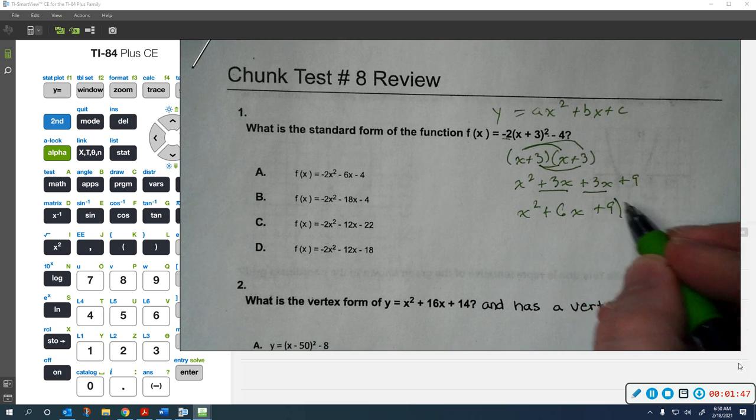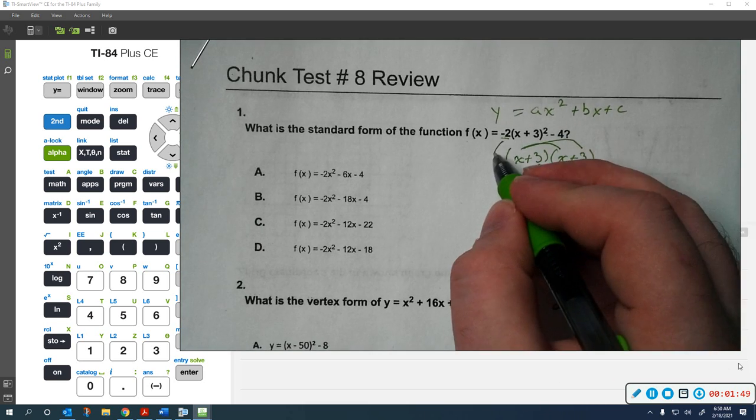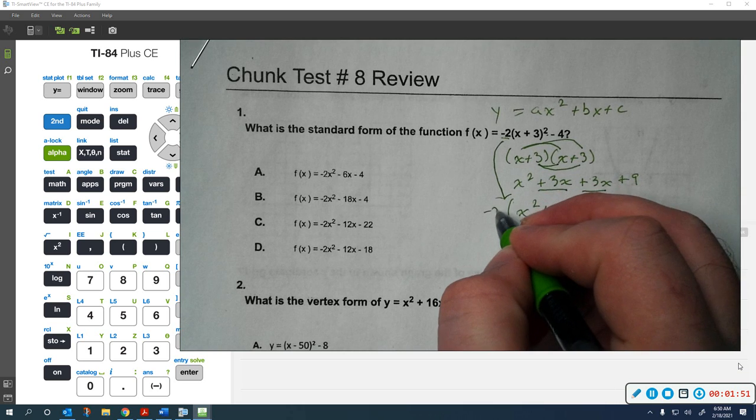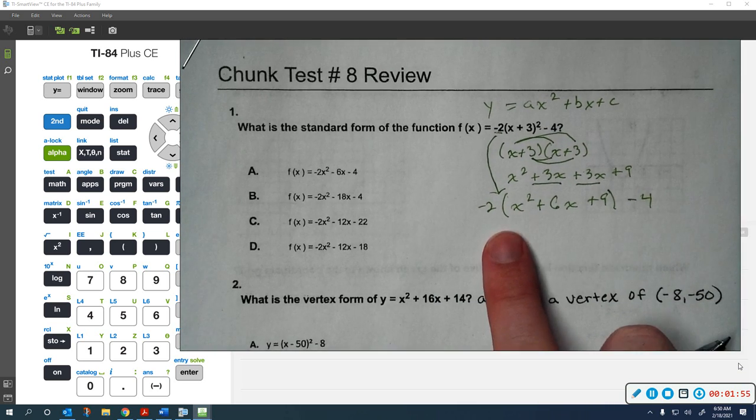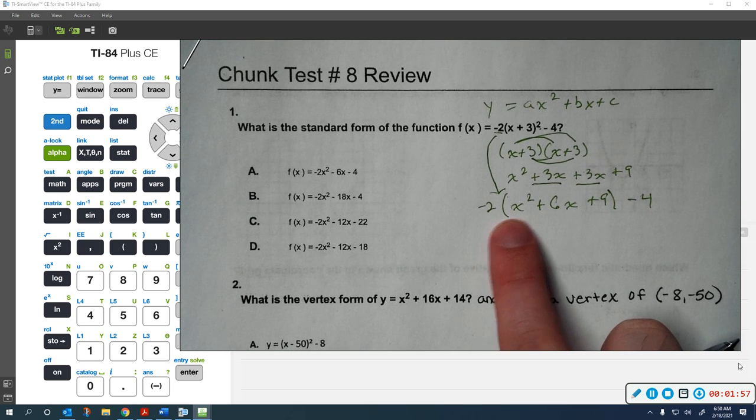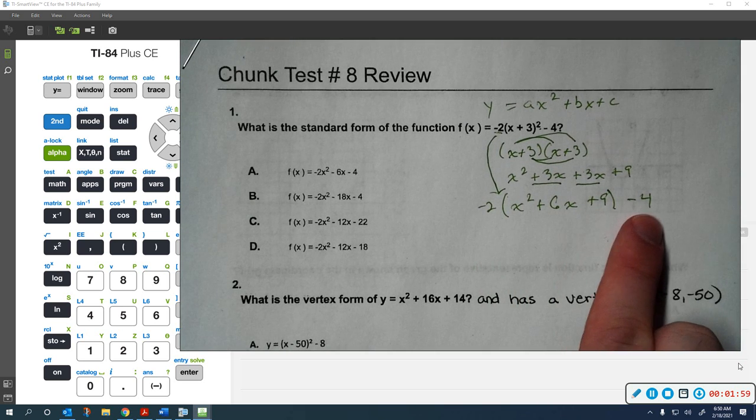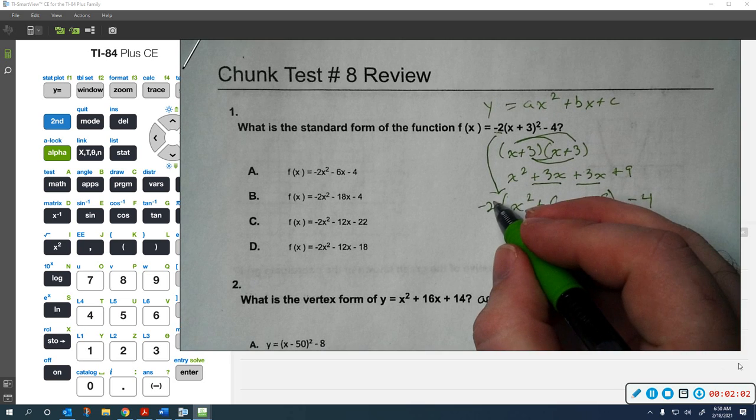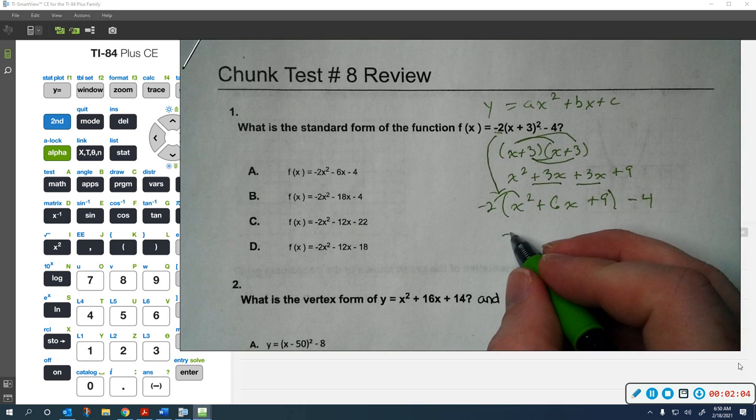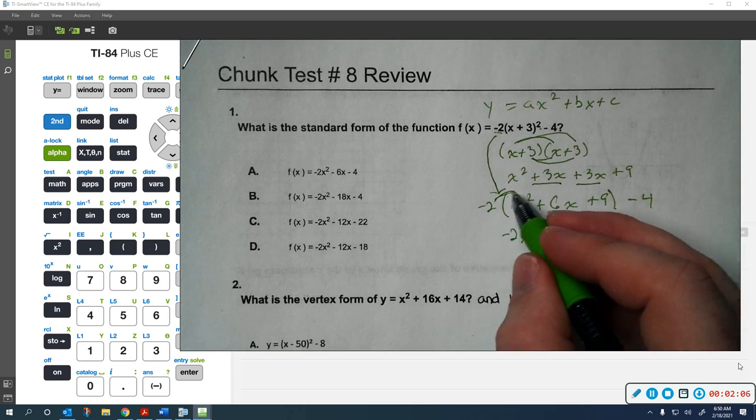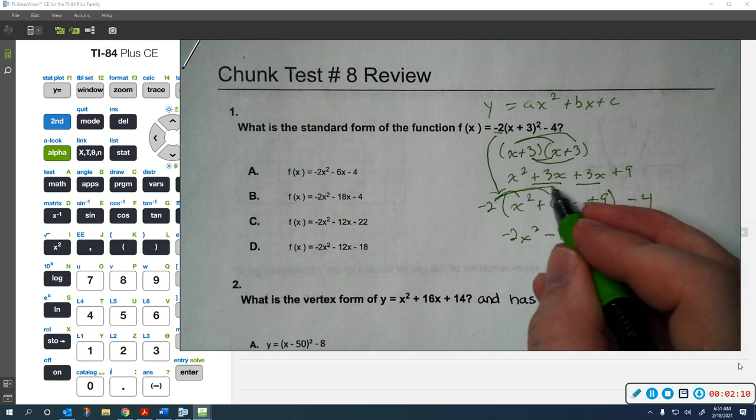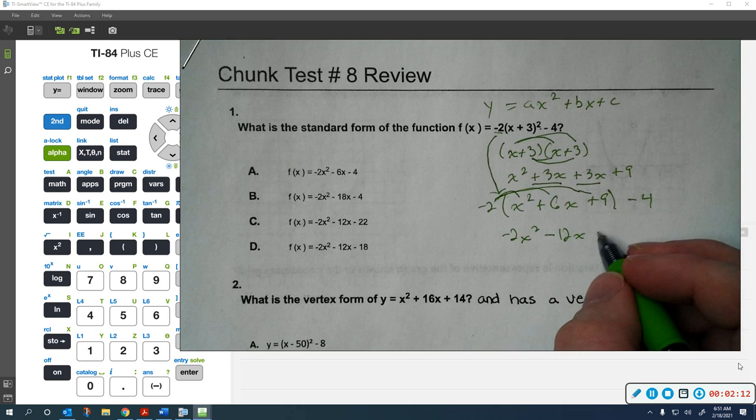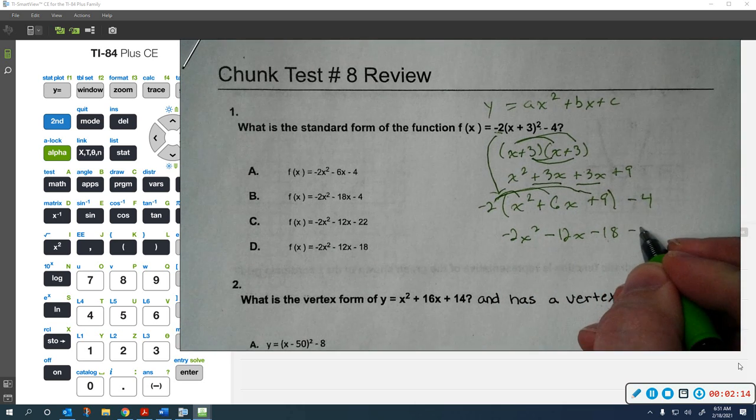Once you get it down to this form, put it in parentheses, bring down everything else. So we still have a -2 here and a -4 at the end. Now, when we distribute, you only distribute -2 times what's in the parentheses. You don't multiply it by that -4. So, -2 times x² is -2x². -2 times 6 is -12x. -2 times positive 9 is -18. And then we have that -4.